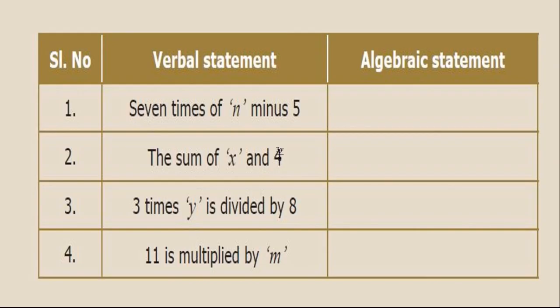Now we are going to answer this question. 7 times of n minus 5. So 7 times of n means 7 into n, minus 5. So the answer will be 7n minus 5.